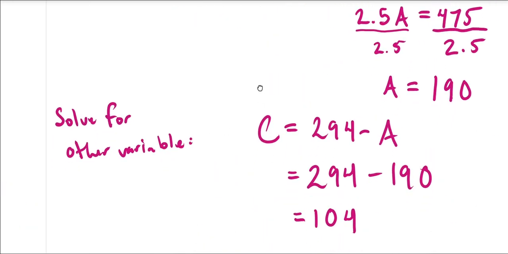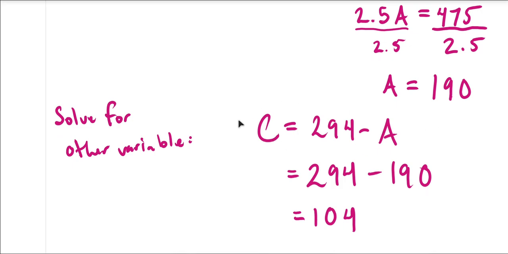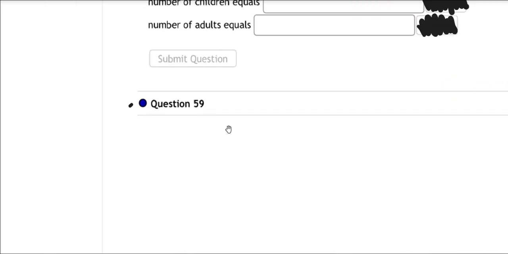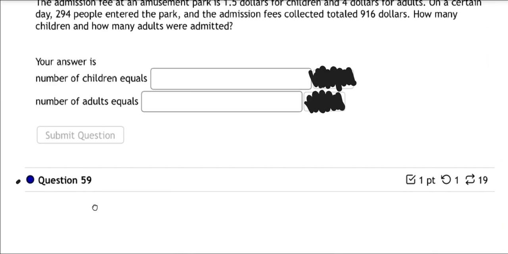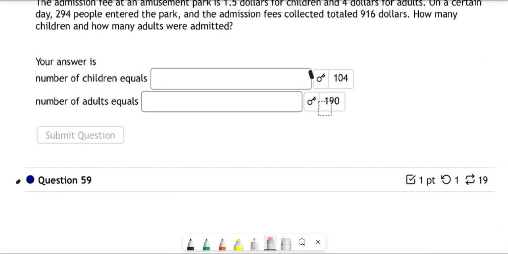Now that we have one variable, it's easy to go back to our equation that we solved for C and just plug that number in, which gives us 294 minus 190, which is 104, our number of children. So for adults, we got 190. For children, we got 104 as shown, okay?